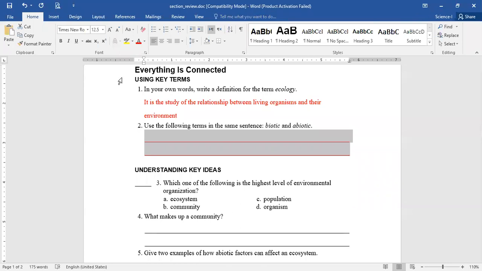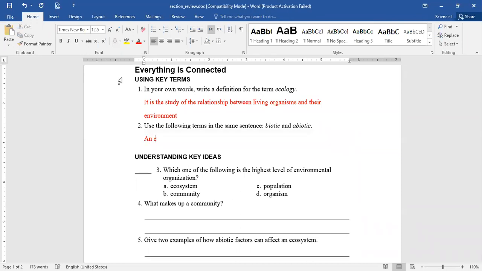An ecosystem must have biotic and abiotic factors. An ecosystem, okay, is made of biotic and abiotic factors. Good. Okay. Anyone have another okay statement?